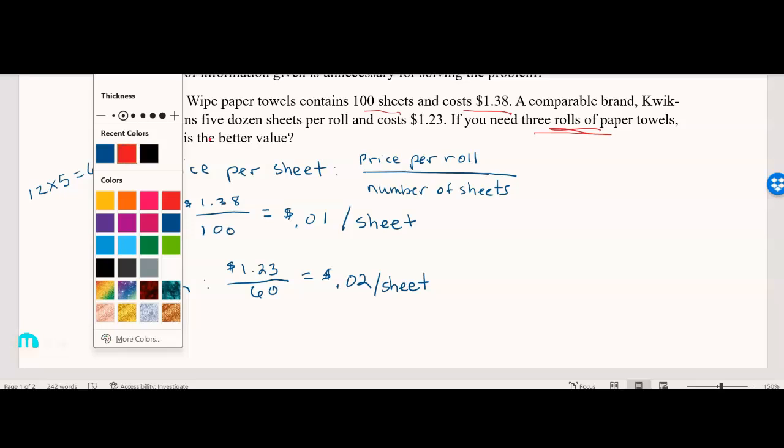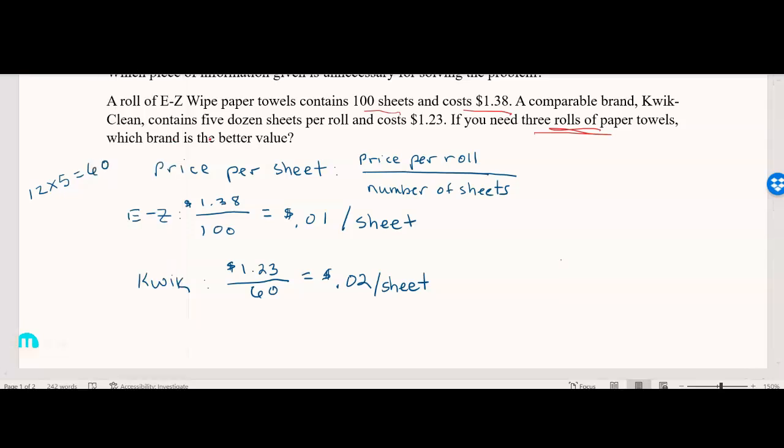Looking back, which one is going to be the better value? Well, it's the one where you're only paying 1 cent per sheet, so that would be the Easy white paper towels. So that would be the better deal because we figured out how much it was per sheet. You always want to look at per 1 unit.